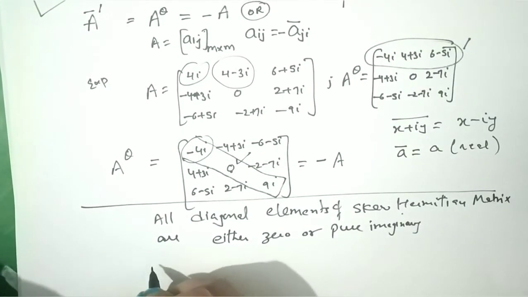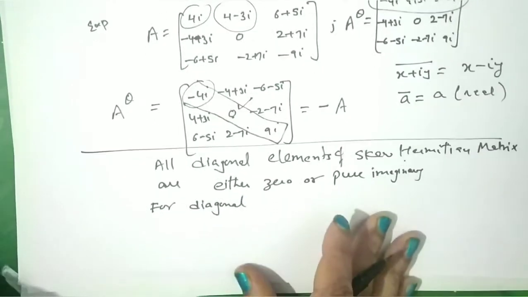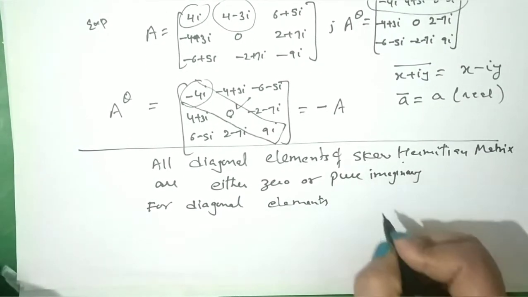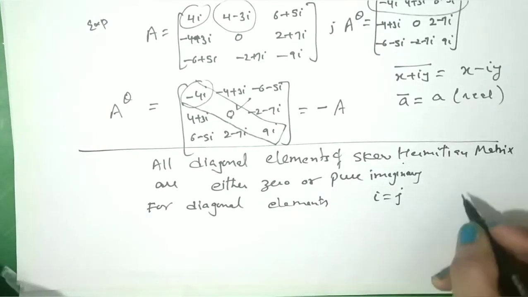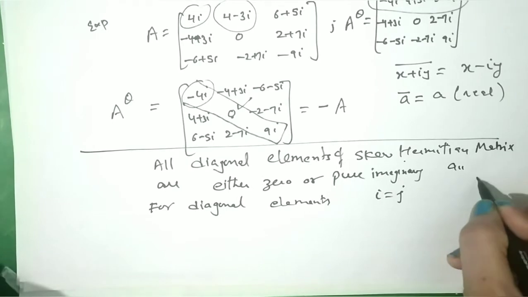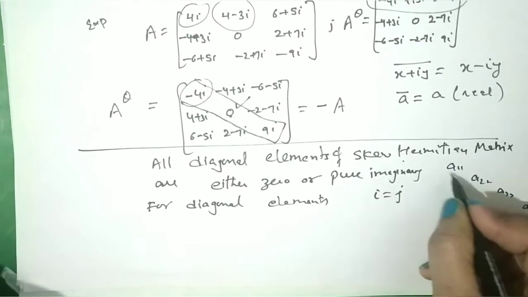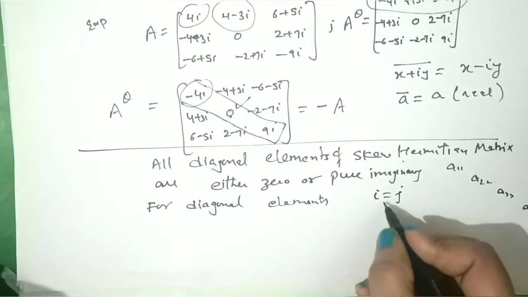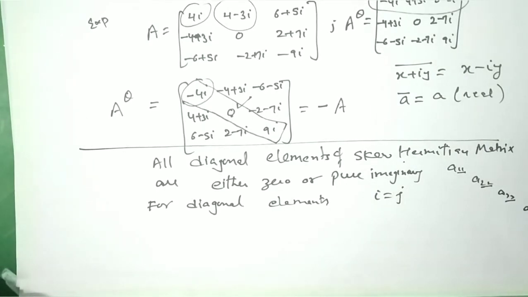So what is the condition for diagonal elements? I is equal to j, because we know that in a standard form of matrix the diagonal elements are a11, a22, a33, a44. These types of elements are on the diagonal line. So both suffixes are equal for the diagonal elements. So I is equal to j.